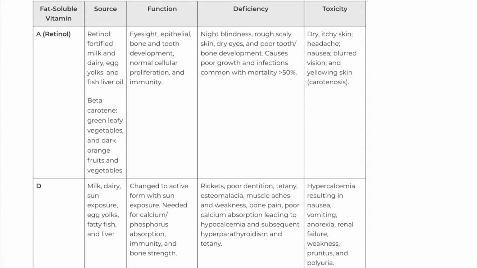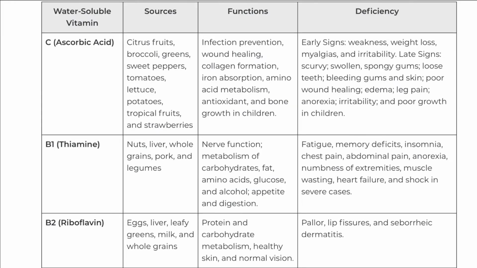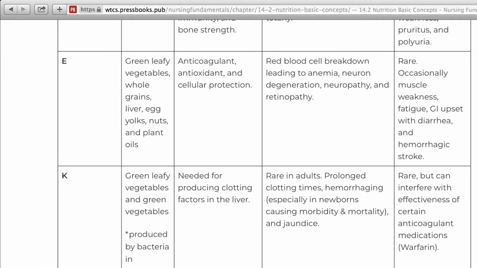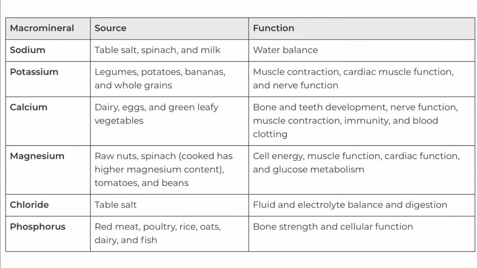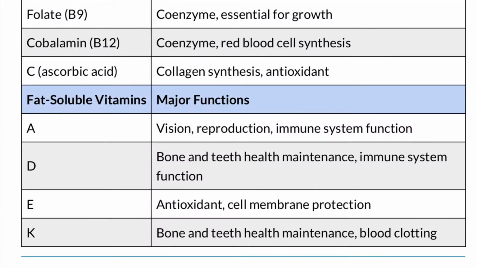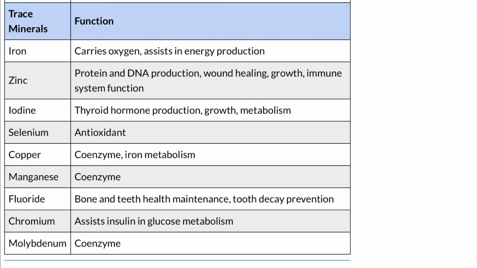Minerals. Minerals are inorganic substances that are classified depending on how much the body requires. Trace minerals such as molybdenum, selenium, zinc, iron, and iodine are only required in amounts of a few milligrams or less per day. Major minerals such as calcium, magnesium, potassium, sodium, and phosphorus are required in amounts of hundreds of milligrams or more per day.